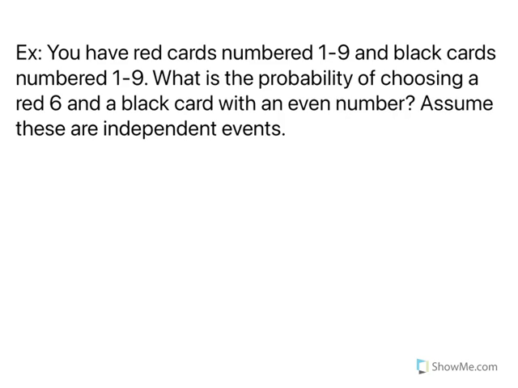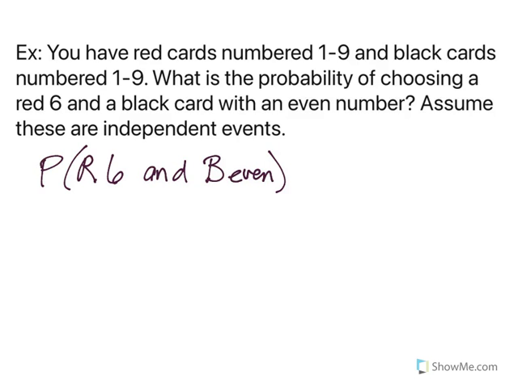Let's do another. You have red cards numbered 1 through 9 and black cards numbered 1 through 9. What is the probability of choosing a red 6 and a black card with an even number? Assume these are independent events. So we're trying to find the probability of a red 6 and a black even number. They tell us these are independent, so we're going to say the probability of a red 6 times the probability of a black even number.